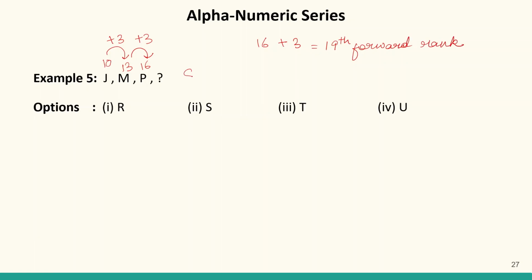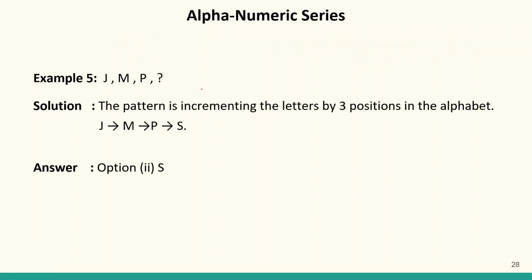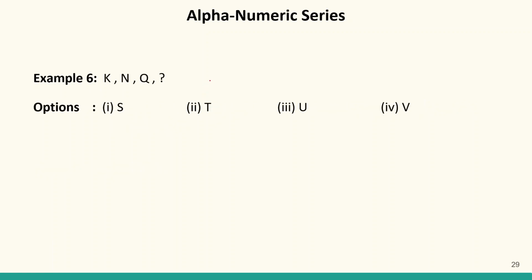Forward rank S. So the answer will be 2. Okay, this again: what is the rank of K? 11. What is the rank of N? 14. What is the rank of Q? 17. Again, I can see there's an increment of 3.